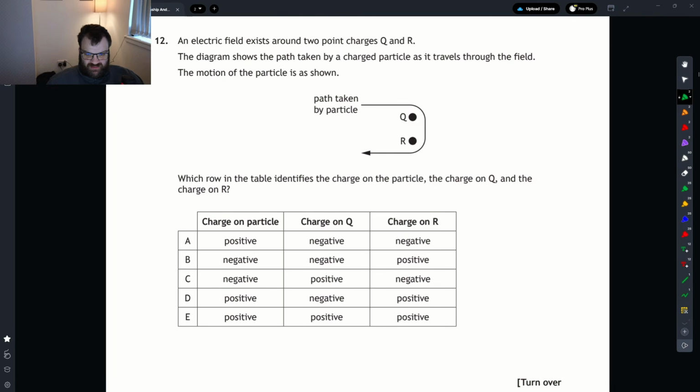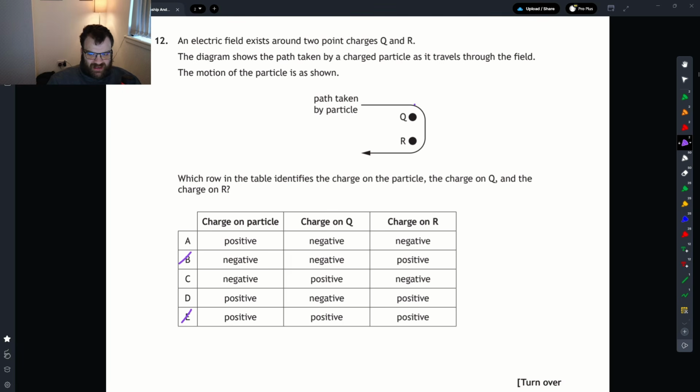Here, we're talking about the paths taken by a particle as it travels through the field. Okay, when the particle gets close to Q, it is drawn towards it. That is suggesting that the particle would have an opposite charge to Q. So if you look at the options, A has positive and negative, so that could work. B doesn't look like it'd work because these would repel each other, which isn't what's happening. C could be right, D could be right, E couldn't be right.